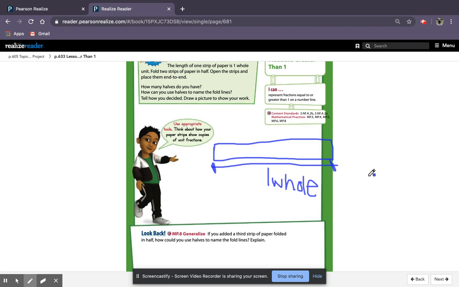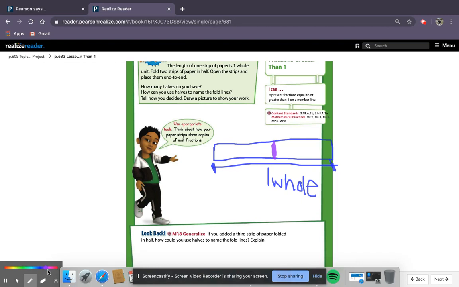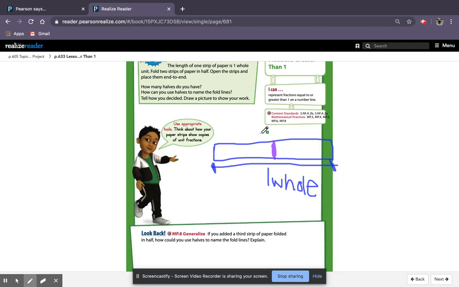Fold 2 strips of paper in half. So you're folding this piece like in half. So I'm going to change colors. This would be like it in half. So I folded it in half. So this is 1/2, and then this is 1/2. And then it says, open the strips and place them end to end. But it's like first you had to fold it here, and then you also folded this one in half, and then this one in half.